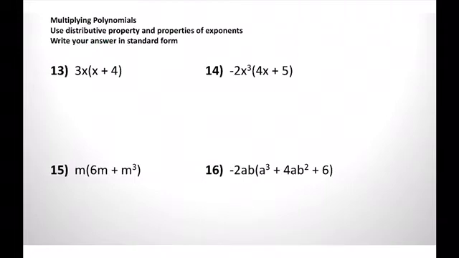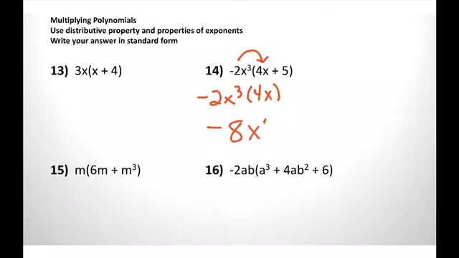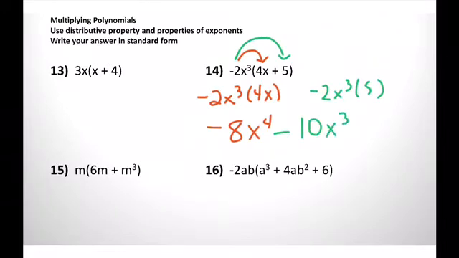Okay, number 14. Negative 2x to the third times 4x. So what I'm doing, and you don't necessarily have to write this down, is just like a problem like what we did on 11-1. I'm multiplying those two things together. So I'm going to have negative 8x to the fourth. Then I'm going to do negative 2x to the third times 5. So I'm going to have minus 10x to the third. Check and make sure it's in standard form. I've got fourth power, third power. So it's in standard form. So that's my answer.